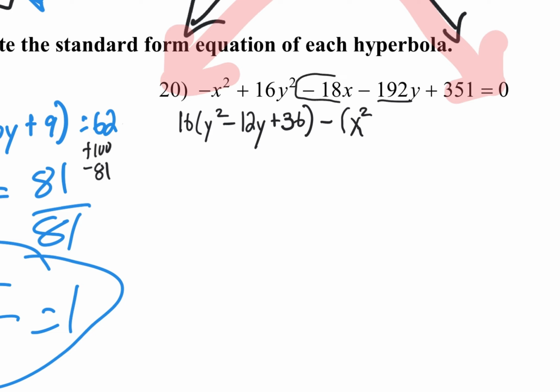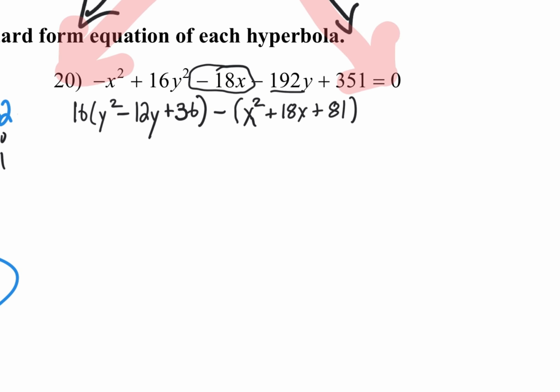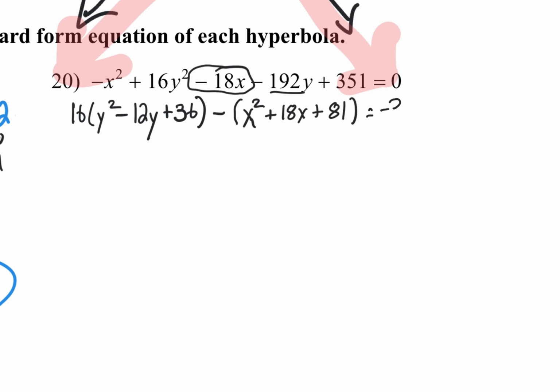We have to take it out of this one as well, right? If I factor a negative out of there, what do I have left? Positive 18x. Complete the square: half of 18 is 9, and 9 squared is 81. Running out of room. Equals negative 351 plus 16 times 36, 576. Where did this 576 come from? 16 times 36.